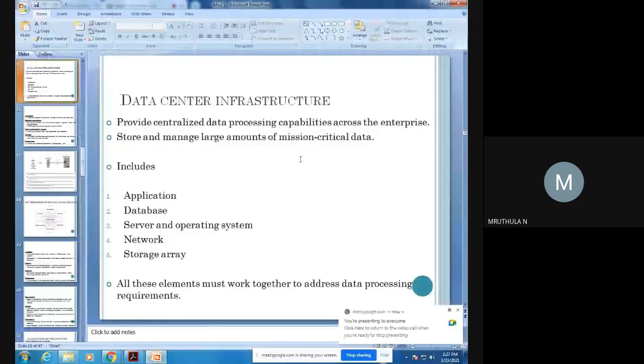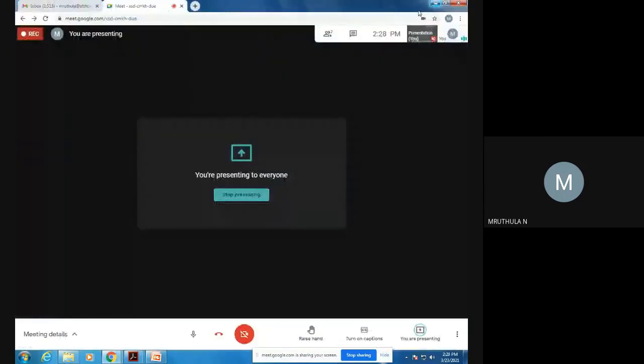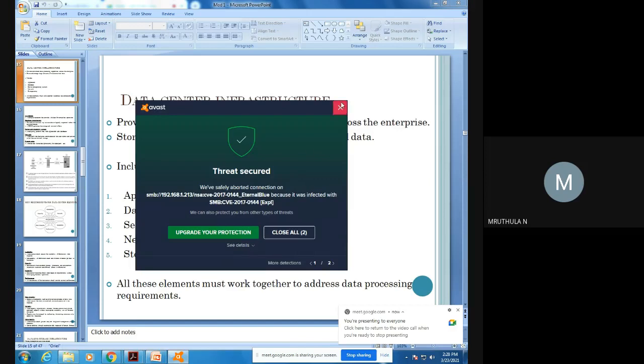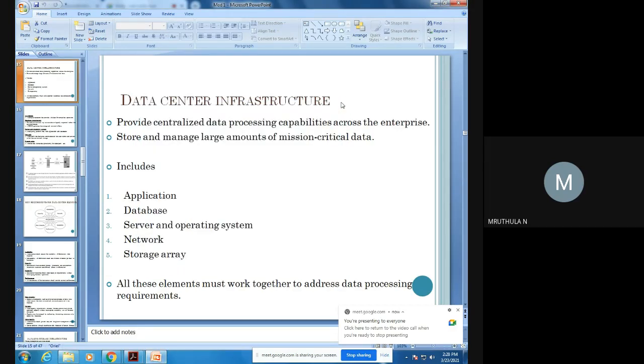An important topic in module 1 is your question. Okay, so data center infrastructure. A data center stores and manages a large amount of data. Organizations or businesses maintain data centers to provide centralized data processing capabilities across the enterprise.